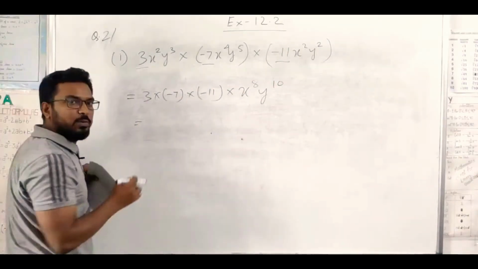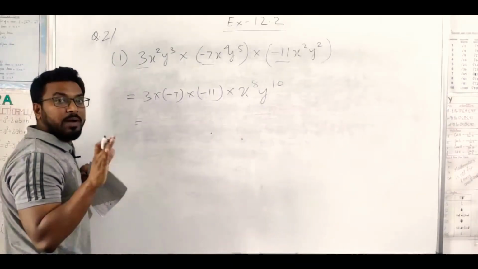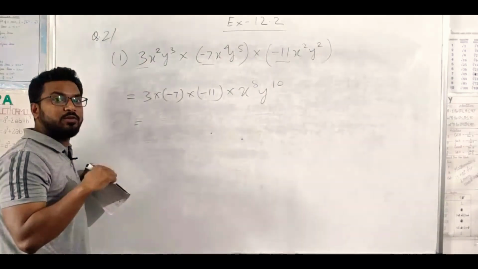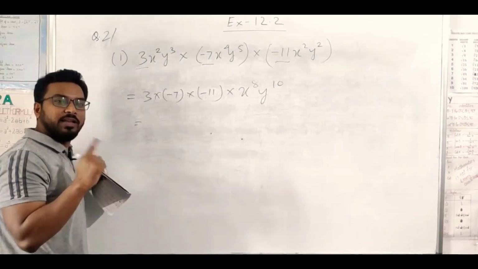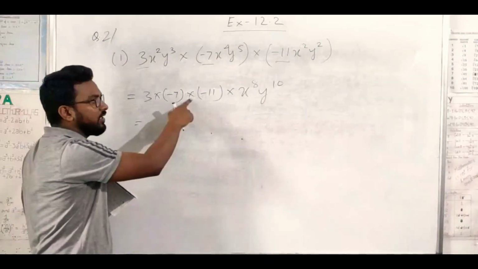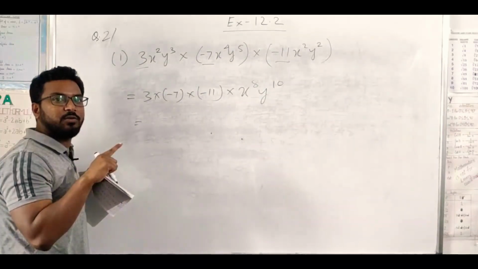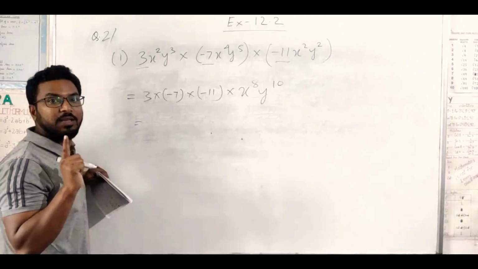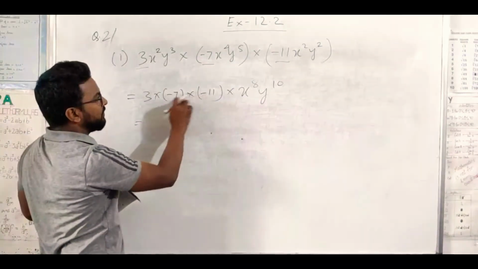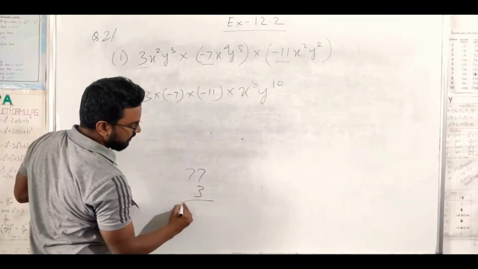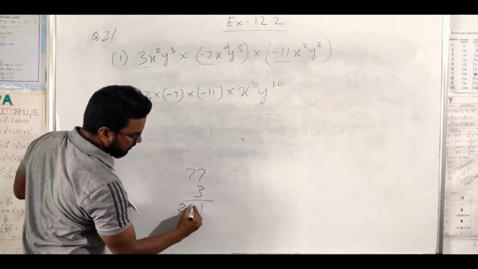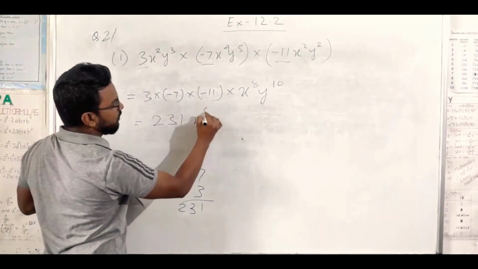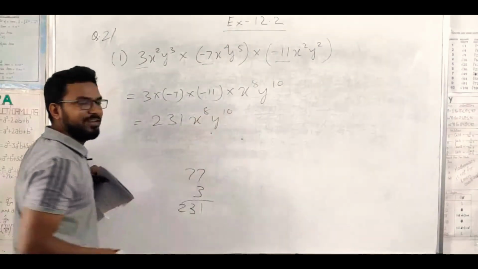This will be minus minus, it will become plus. It will be permanently plus. Okay. In addition or subtraction, minus minus will be plus, but the minus sign will remain. But here, in case of multiplication, minus minus you can say either cancels or will be permanently plus. Okay, so 11 7s are 77 into 3, this is 231, so it will be 231 x to the power 8 y to the power 10.